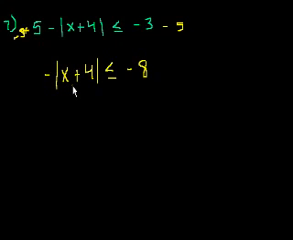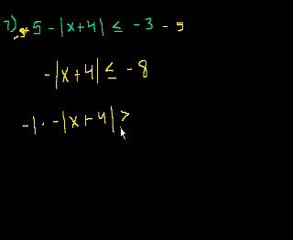But one thing you have to remember, whenever you multiply or divide both sides of an inequality by a negative number, you have to switch the inequality. So if this is true, then if I'm multiplying both sides of this by negative 1, so negative 1 times negative x plus 4, I'm going to switch the inequality. So that's going to become greater than or equal to negative 8.